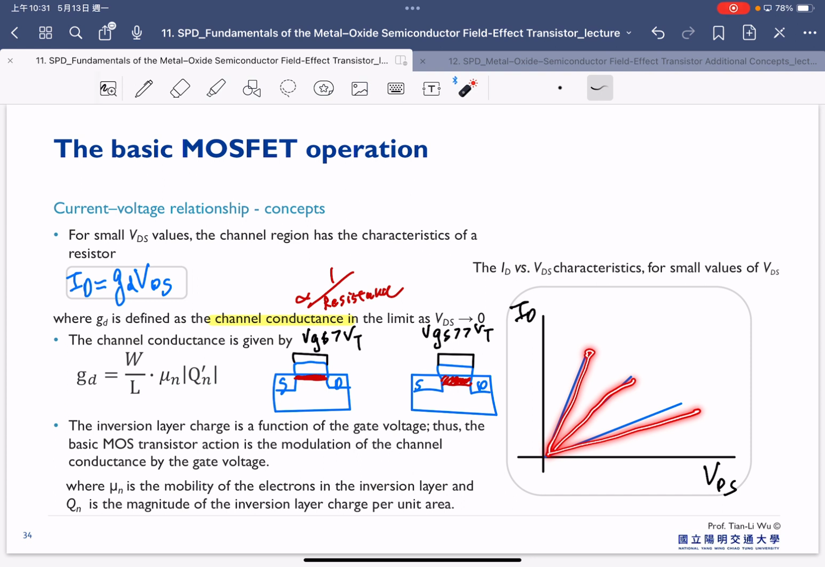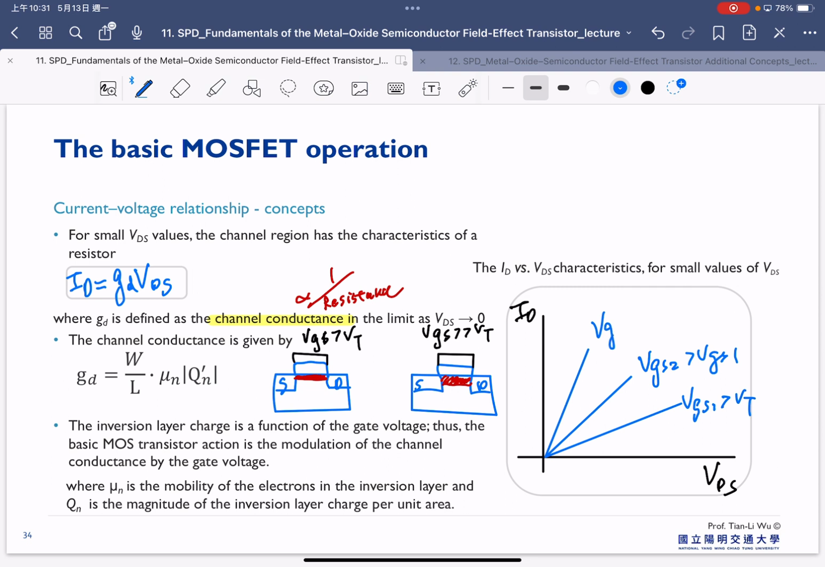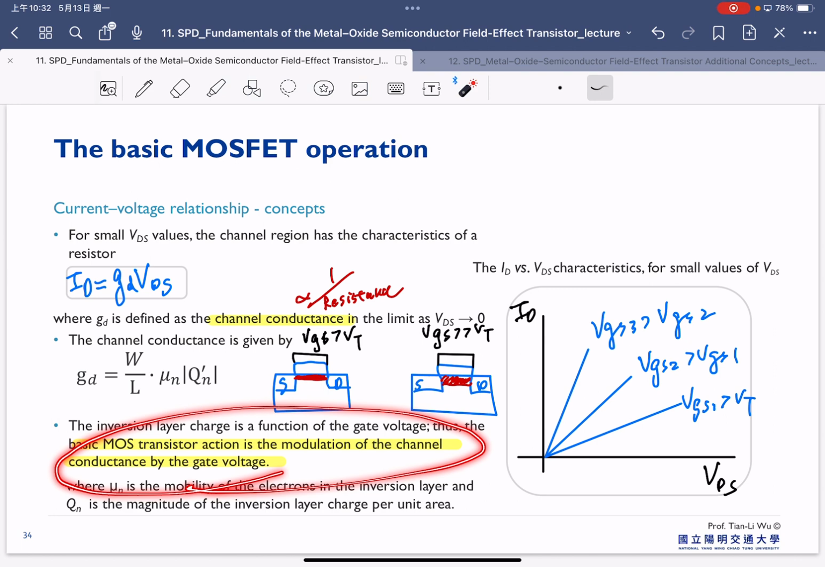But as we increase the gate bias, we will have a larger electron density. So we can consider this as VGS1, this as VGS2 larger than VGS1, and this as VGS3 larger than VGS2. Because of a higher gate bias, we can have a larger electron inversion charge in the channel, as shown here. That's why as you increase the gate bias, you also see an increase of the current. So the inversion layer is a function of gate voltage. Therefore, the basic MOS transistor action is a modulation of channel conductance by the gate voltage. This sentence just reflects the understanding of this.